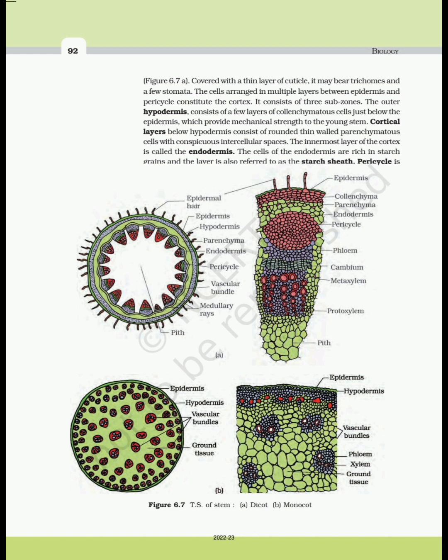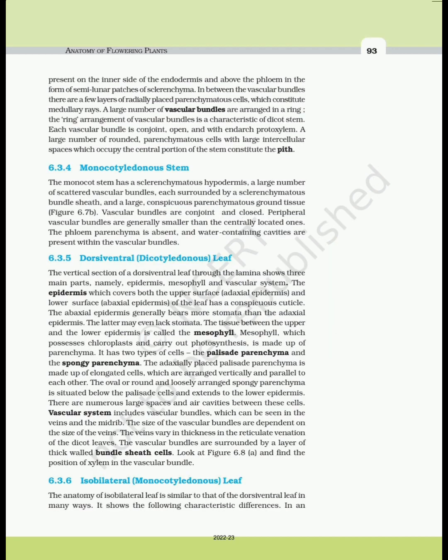The innermost layer of the cortex is called the endodermis. The cells of the endodermis are rich in starch grains and the layer is also referred to as the starch sheath. Pericycle is present on the inner side of the endodermis and above the phloem in the form of semi-lunar patches of sclerenchyma. In between the vascular bundles, there are a few layers of radially placed parenchymatous cells which constitute medullary rays.